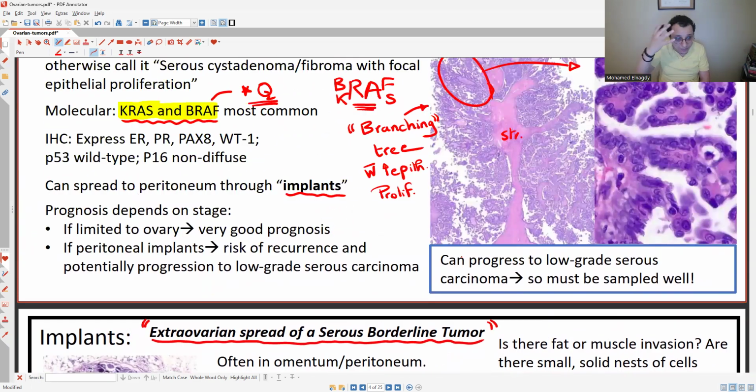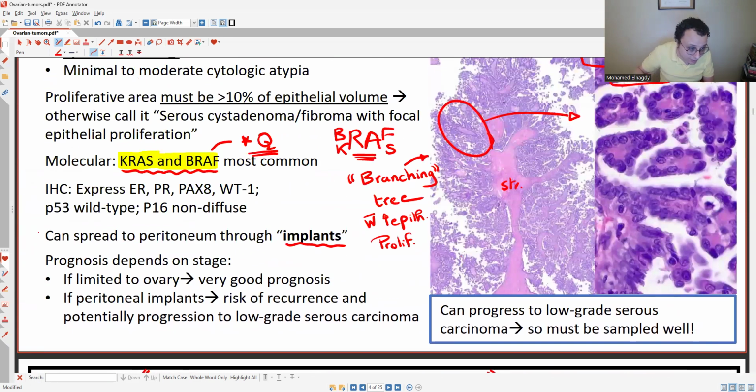So keep in mind that the serous borderline tumor can spread to the peritoneum by sending peritoneal implants, and the prognosis here depends on the stage, whether it sent any peritoneal implants or not. If it's limited to the ovary, very good prognosis. If there are peritoneal implants, this increases the risk that it might actually be a carcinoma, or there is a high risk of recurrence after removal. Okay?